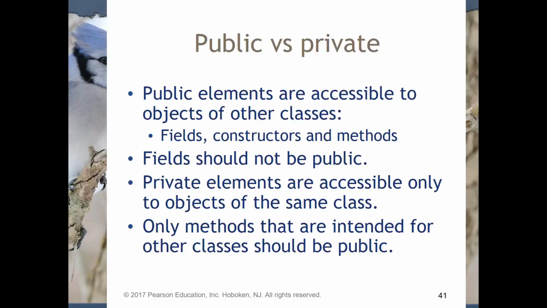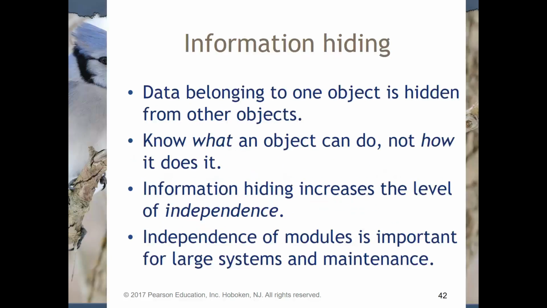Private elements are accessible only to objects of the same class. Okay, so only things within that class can get to them. Only methods that are intended for other classes should be public. In other words, you should limit what you do and only use public sparingly. A lot of developers will change this because they want to make their life a little easier and they don't want to have to put the time and energy into creating their getters and setters or other similar things.